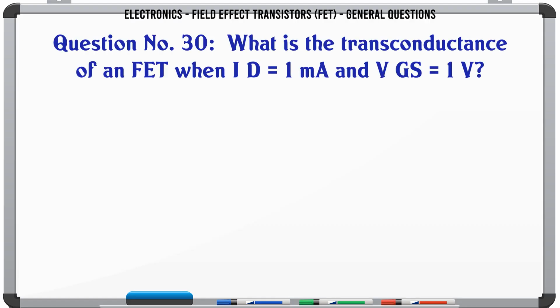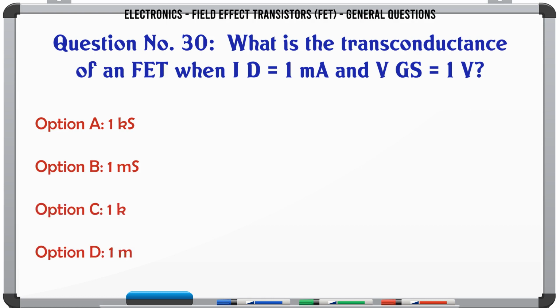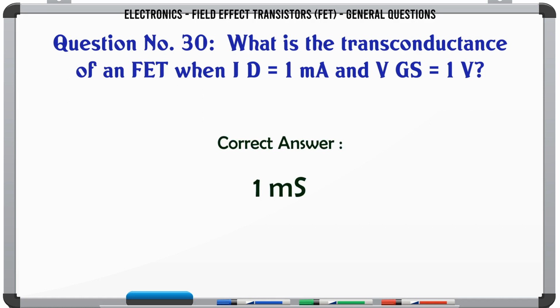What is the transconductance of an FET when ID is 1 mA and VGS is 1 V? A. 1 Ks, B. 1 mS, C. 1 K, D. 1 m. The correct answer is 1 mS.